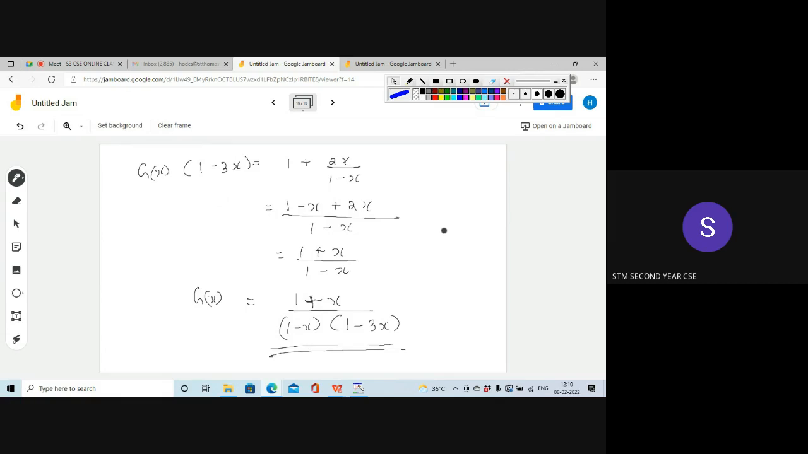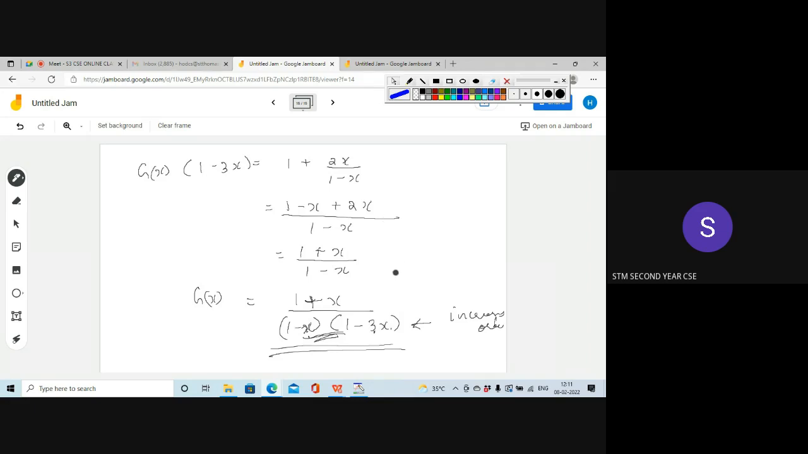So g of x is equal to 1 plus x by 1 minus x into 1 minus 3x. When you write this term, see that this is in increasing order of x coefficient. Don't write 1 minus 3x into 1 minus x; this is x, then 3x, it goes on increasing. So when you write the denominator, this is 1 minus x, then in increasing order 1 minus 3x, etc. Don't write it the other way when you write generating functions.